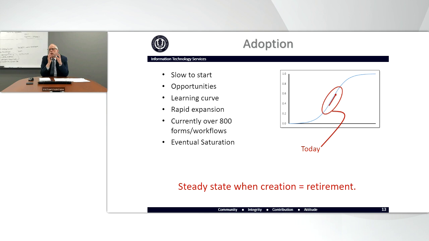Like any adoption, it's slow to start, and then it begins to ramp up. And eventually, at some point in the future, we think we're going to have saturation. So for people who are interested, this is a sigmoid function. And when we adopted it, we didn't necessarily see broad adoption across the university. And I didn't expect that to happen.